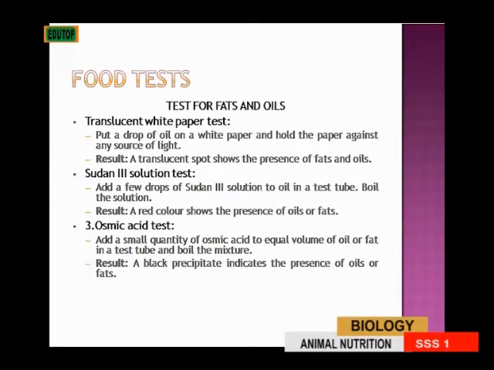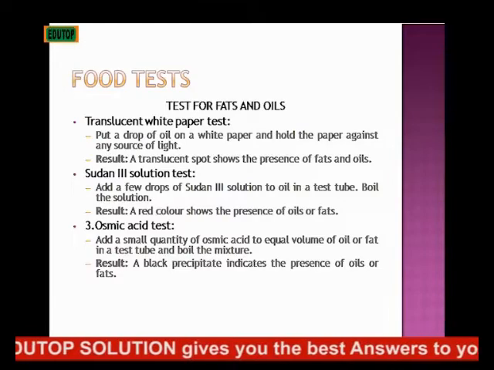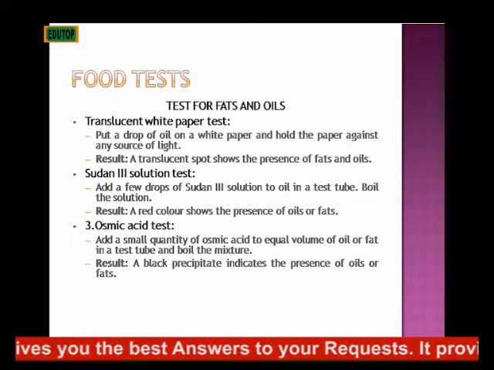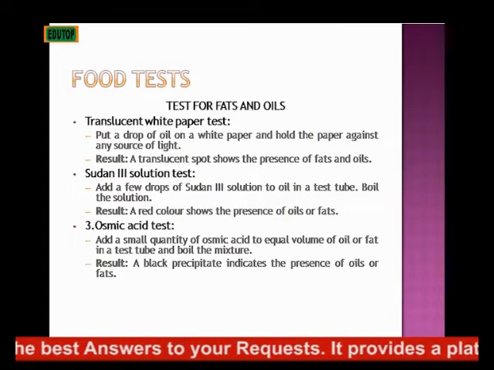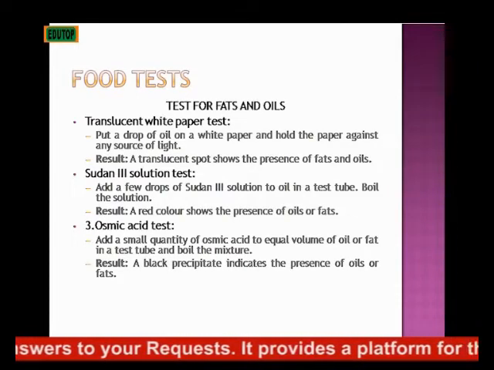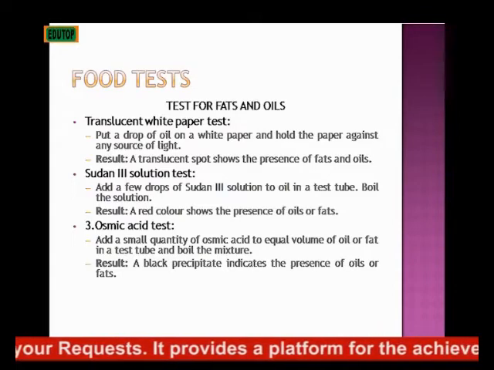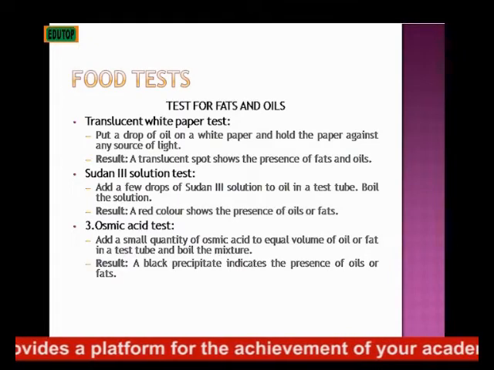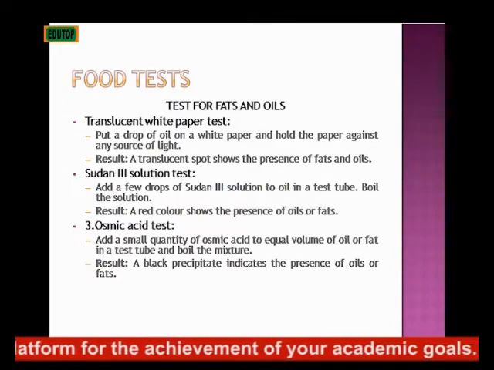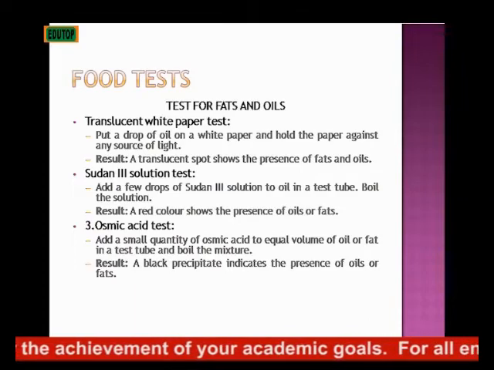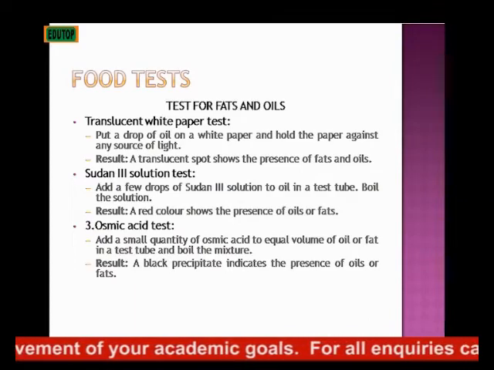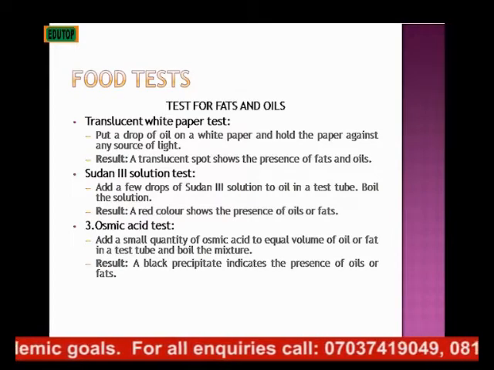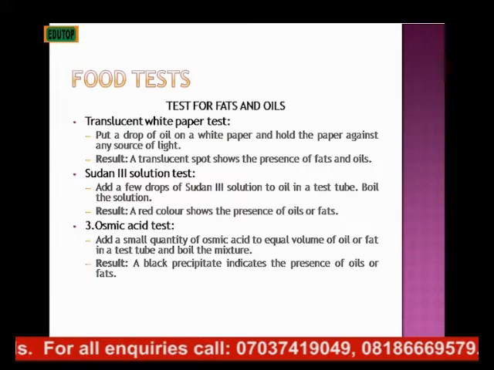This translucent white paper test, you put a drop of oil on a piece of white paper, then you hold the piece of paper against a light source. This one you can do just immediately after this class. Put a drop of, let's say, your groundnut oil or palm oil on a white paper. Then you take the paper close to a source of light. Then you discover that it will be translucent.